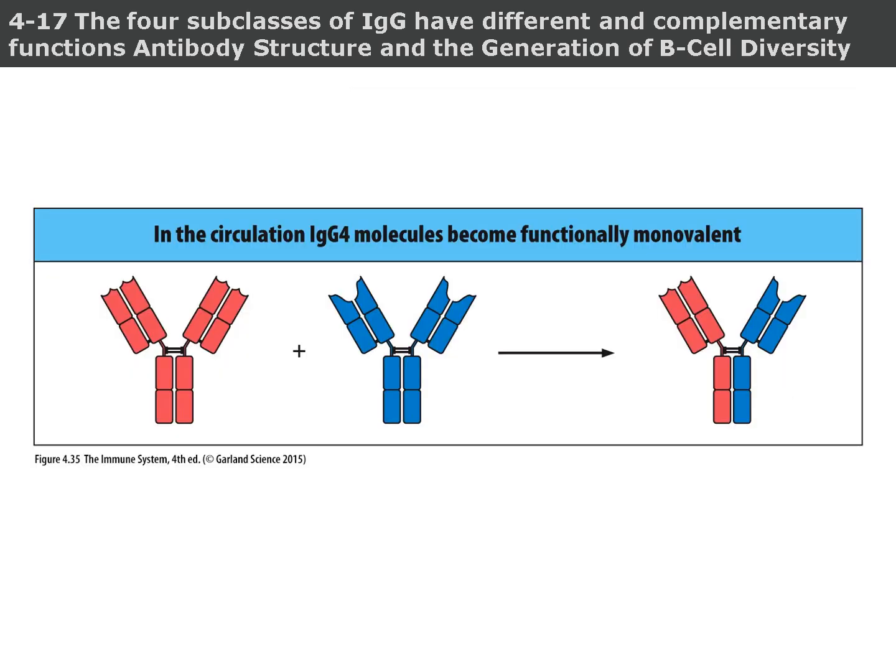This figure shows a unique property of immunoglobulin G subclass 4, its ability to become functionally monovalent in the circulation. On the left, we see two typical immunoglobulin G4 molecules. Each has two identical antigen-binding arms. In the bloodstream, a process called Fab-arm exchange occurs. This allows the antibody's half molecules to separate and recombine with halves from another immunoglobulin G4 molecule.